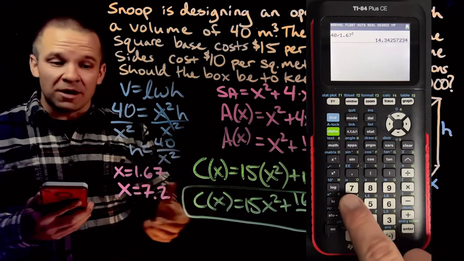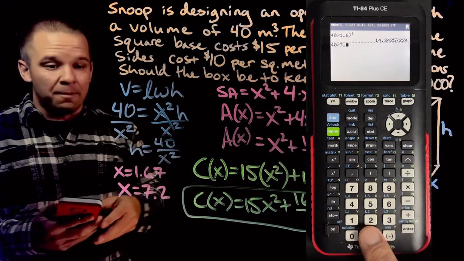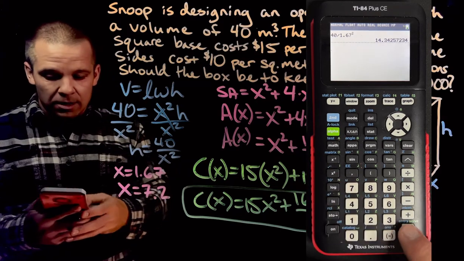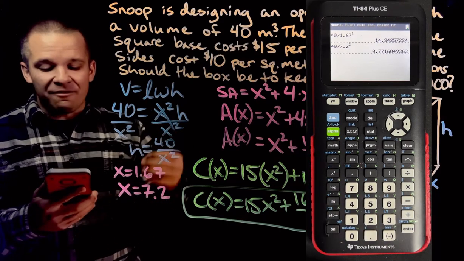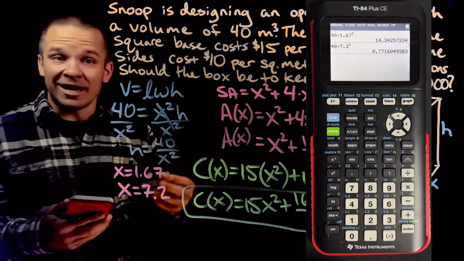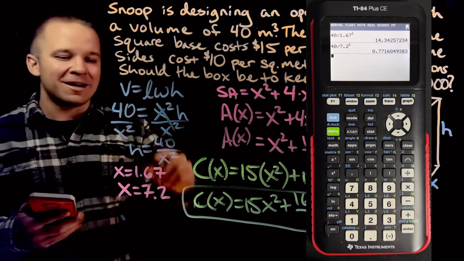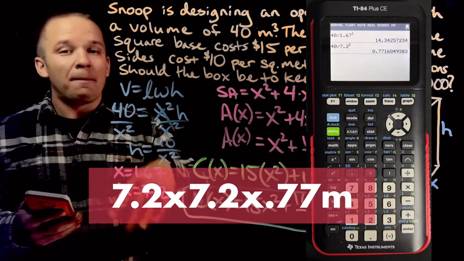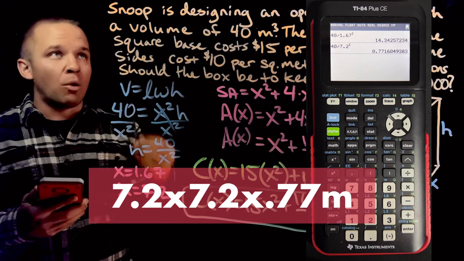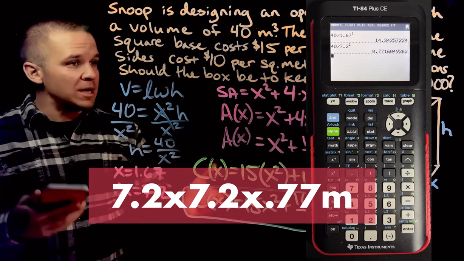All right, let's do the same thing for the other one. I'm going to take 40. I'm going to divide it by 7.2 squared. And I'm going to get 0.77 for my height. So I'm going to have a really shallow box here. 7.2 by 7.2 by 0.77 meters.